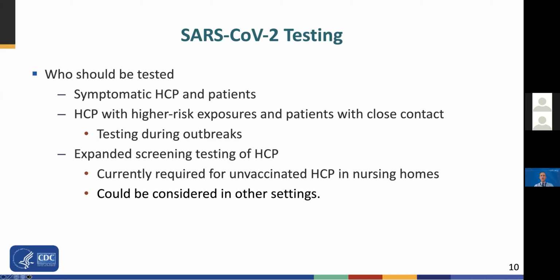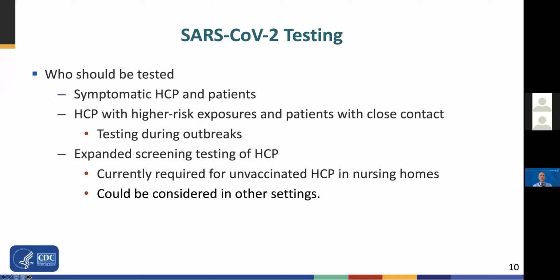Also, for healthcare personnel with a higher risk exposure and patients with a close contact, we recommend testing, and we'll talk about the timing for that. For determining who are healthcare personnel with a higher risk exposure, that second document I mentioned, the occupational risk guidance, can help you sort through that. We also recommend testing on units or facilities with outbreaks, which may include people known to be close contacts and those without. So if you're on a unit with an outbreak, we would recommend generally broad testing.